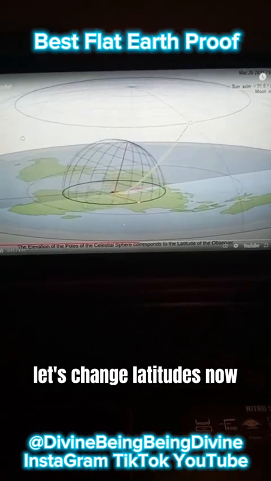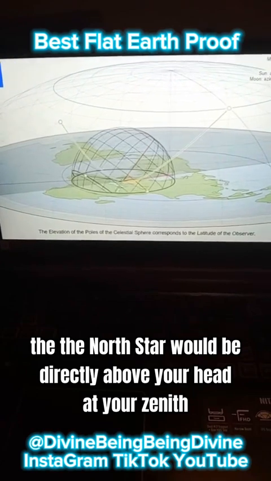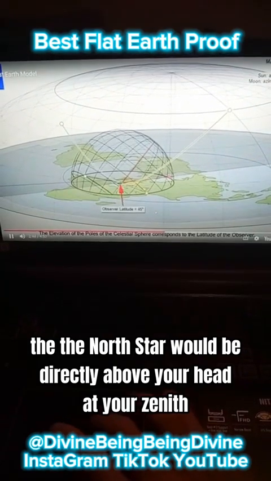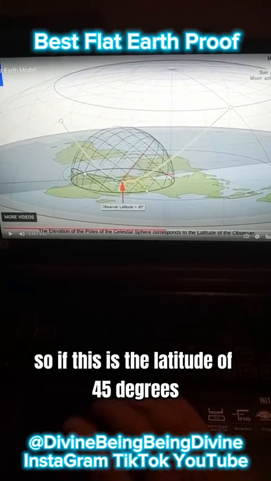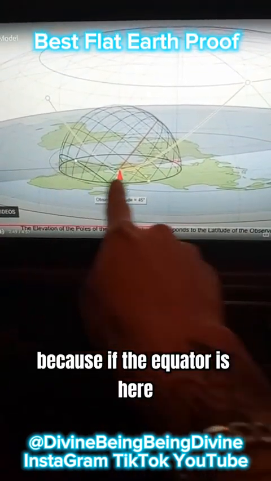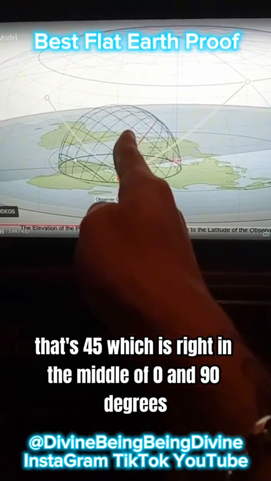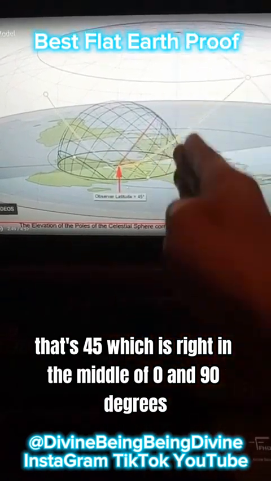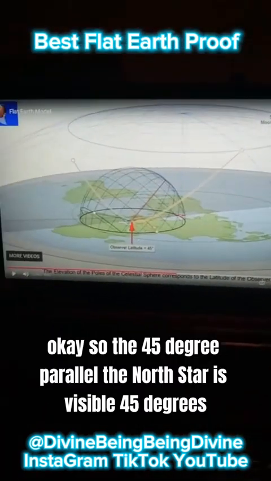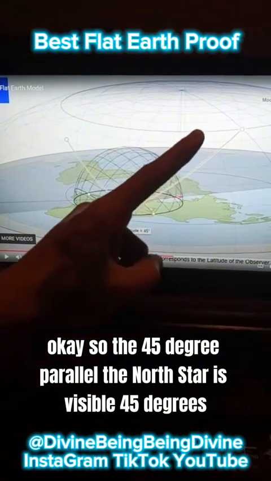Let's change latitudes now and let's go to the North Pole. If you go to the North Pole, the North Star would be directly above your head at your zenith. So if this is the latitude of 45 degrees, because if the equator is here, this black line, that's 0 degrees, that's 45, which is right in the middle of 0 and 90 degrees. Okay? So at the 45 degree parallel, the North Star is visible 45 degrees.